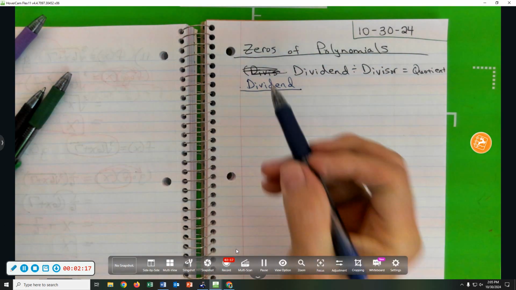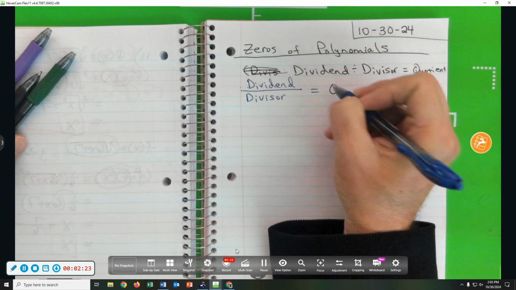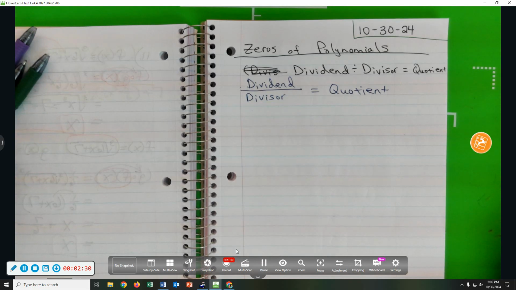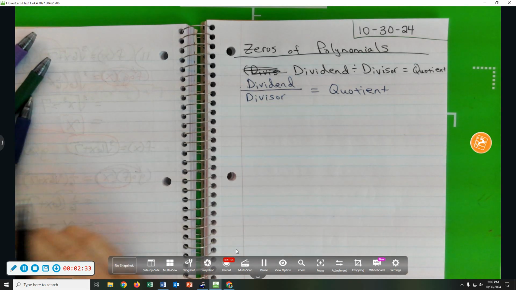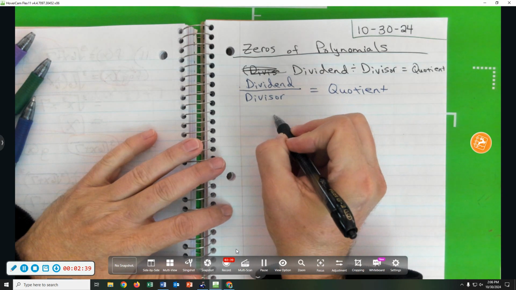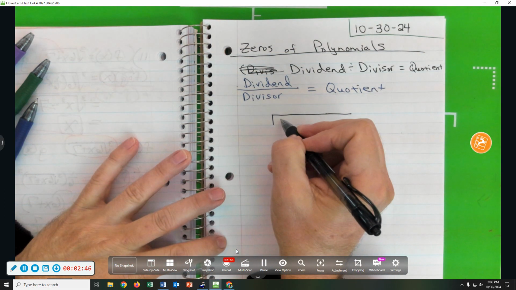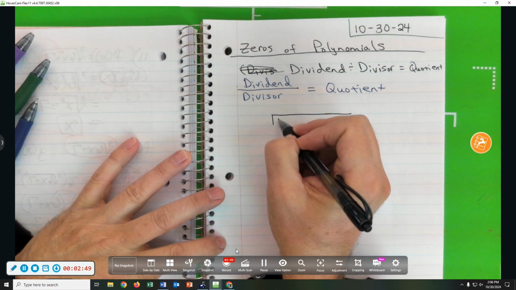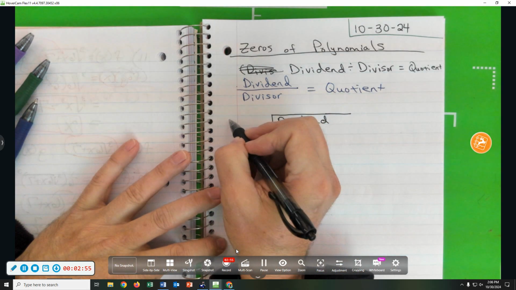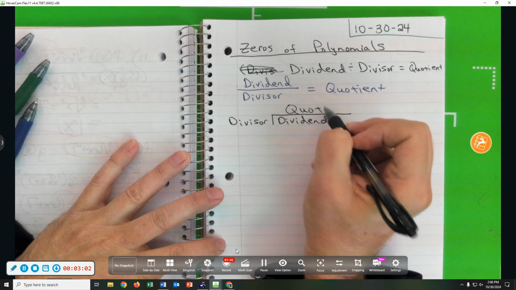Okay, so the top thing is the dividend. The bottom, that's the divisor. And the answer to the division is the quotient. And there's another representation for division that you would have seen with polynomial long division. You would have used the little division symbol like that. And the thing under the division symbol is the dividend, the thing that's being divided. The thing doing the dividing, the thing on the outside, is the divisor. And the quotient is what you get up on top.